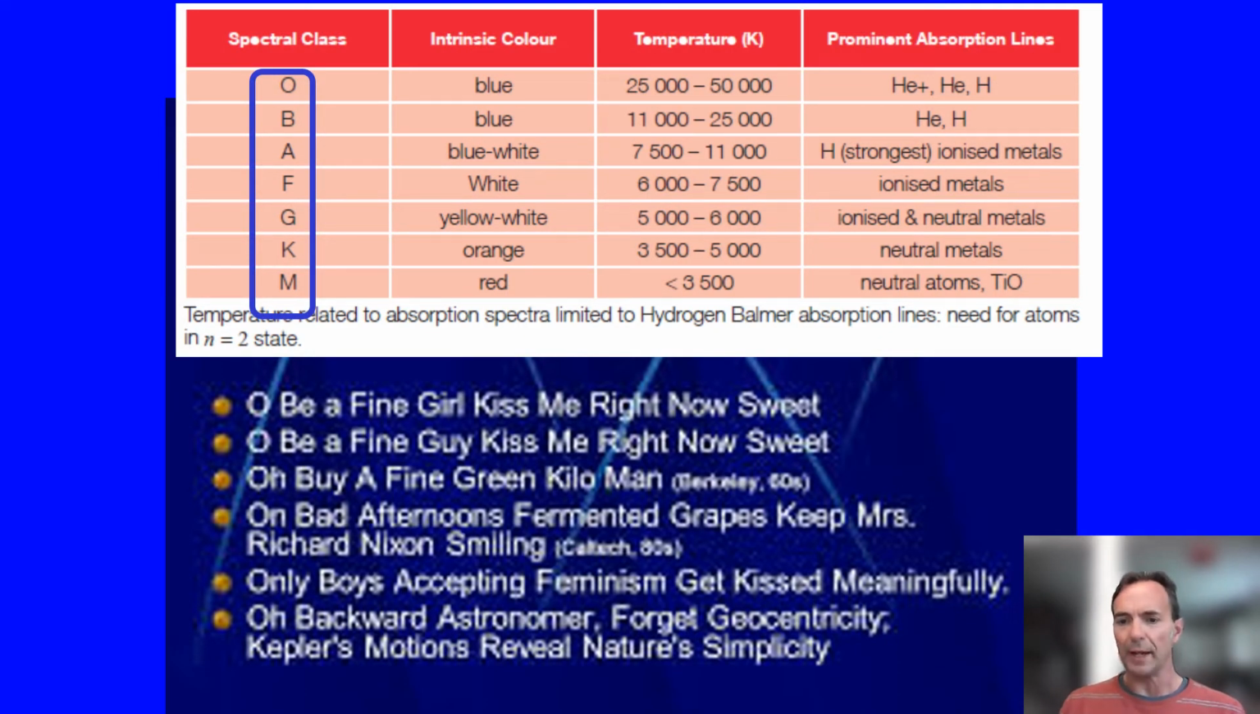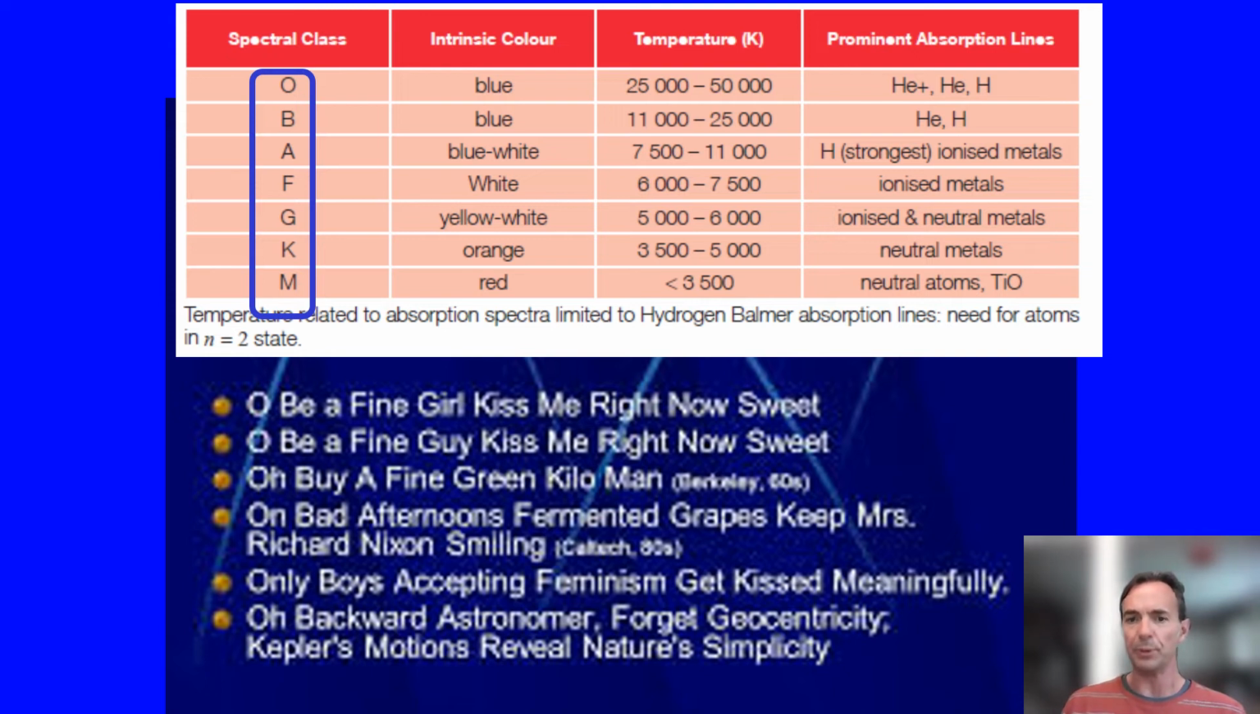So, okay, this you have to remember. You have to remember the spectral class, which is essentially a letter which is assigned to a colour of a star, which then refers to a temperature range, and also the absorption lines that are in there. And I'll explain what those are in a second. So, just to get these in order, and you have to remember them in order.